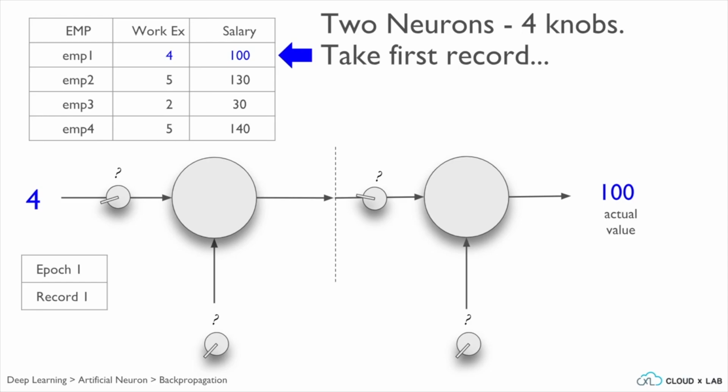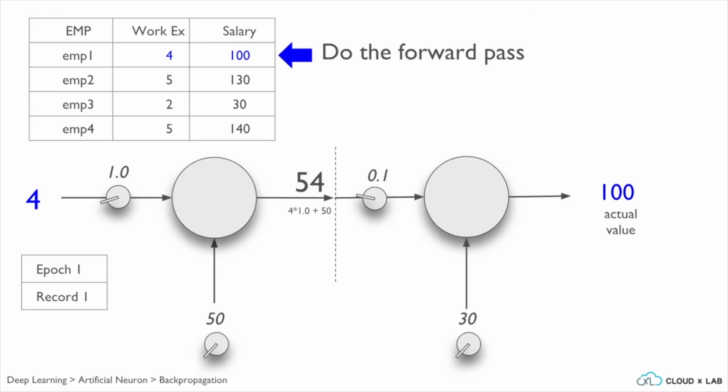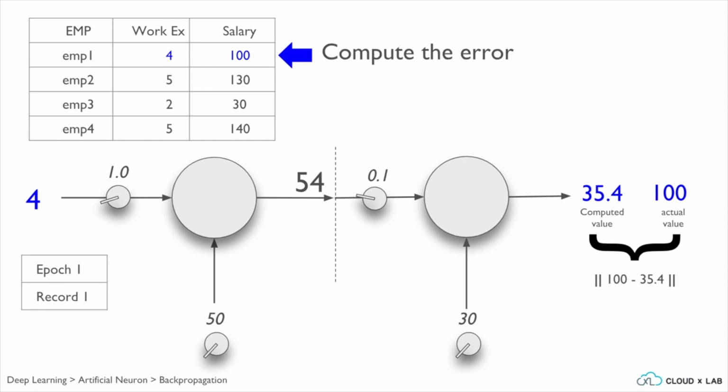We do the forward pass and calculate the value of the intermediate stage. That is, value after the first neuron. This value is 54 in this case, 4 multiplied by 1 and added with 50. The output from first neuron goes as the input for the second neuron, and based on the weight and the bias, the final value is calculated. Here, we multiply 54 with 0.1 and add it with 30. We now calculate the error based on the computed value and the actual value. Remember, this is called the forward pass stage.